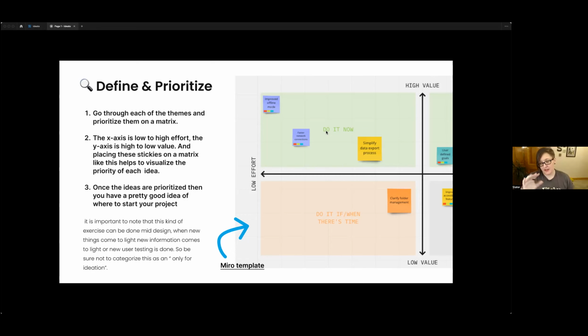And so these quadrants are broken up by what is the best value and also effort. So it's nice to have both of those pieces kind of weigh each other out. I also have a Miro template for that one too, although it looks different than this for some reason.